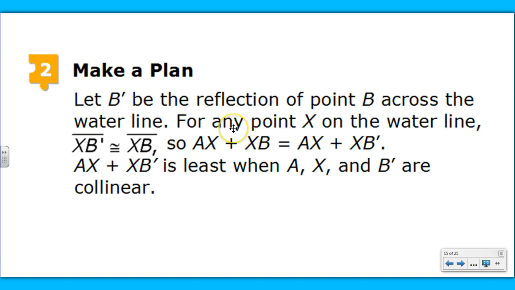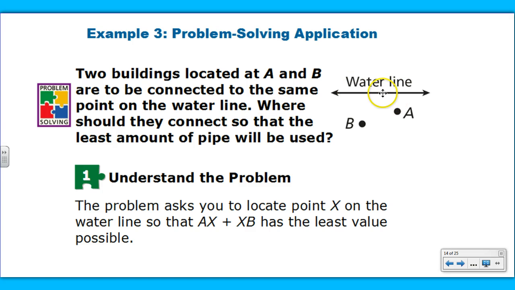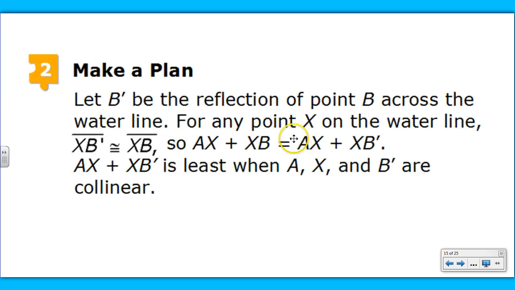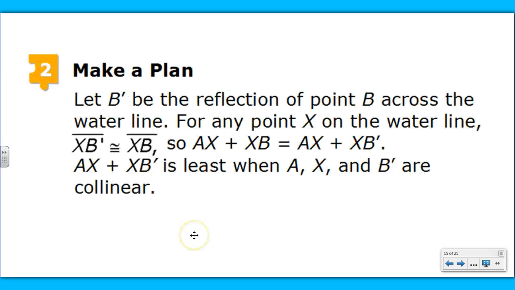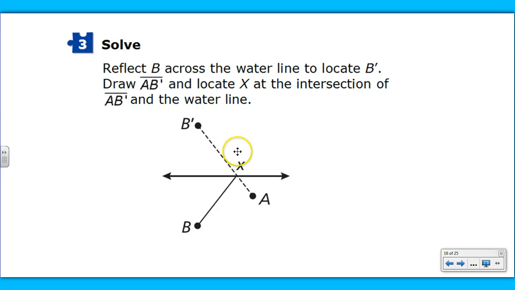So when we do that, for any point X on the water line, any point here will be the same distance from B as it is from B prime, right? So if I choose a point here, then B is the same distance from that point as the reflected point B over there, right? And so we could say that AX plus XB is the same as AX plus XB prime. This is the same, right?